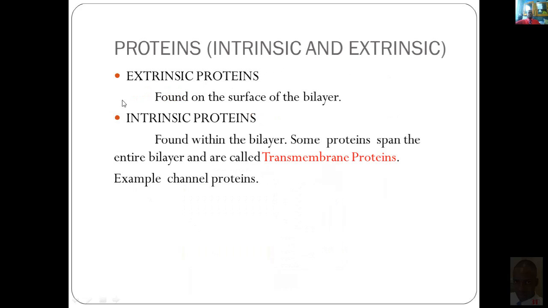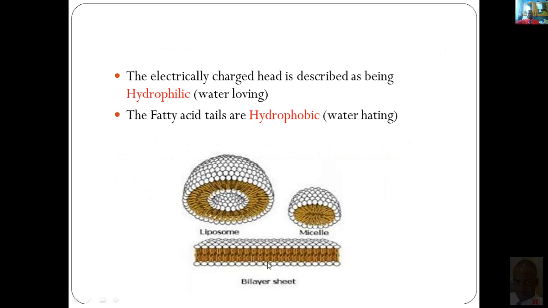Alright, so moving on to the proteins now. But the lipids, they make up the majority of the membrane. So as you can see, the example down here, the bilayer sheet, this is basically how the structure of the membrane is. This is like the foundation. So everything else that we will discuss will fall within this structure here. Alright, it will become clearer as we move on.